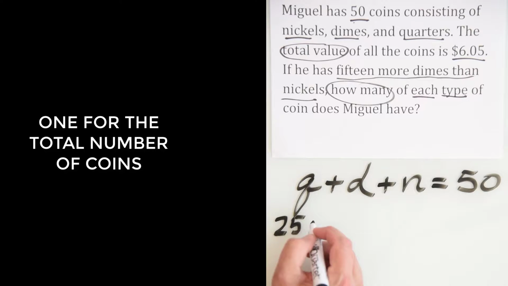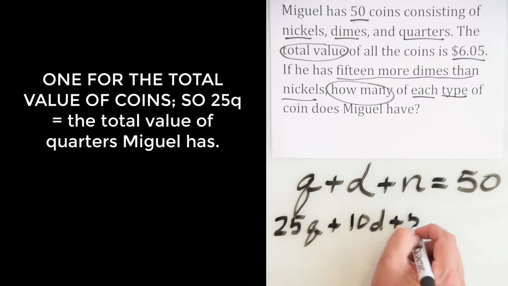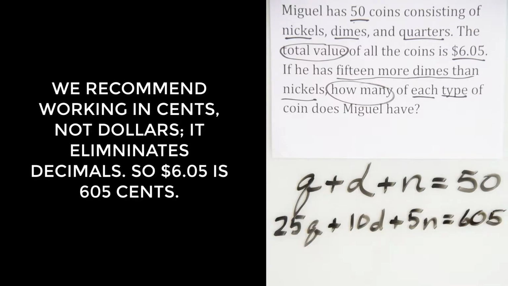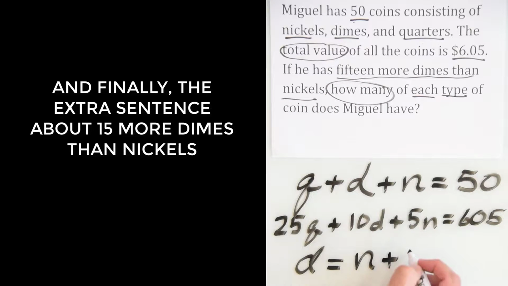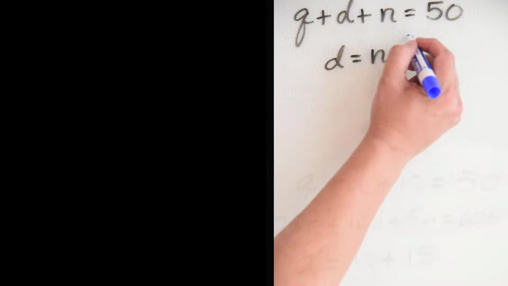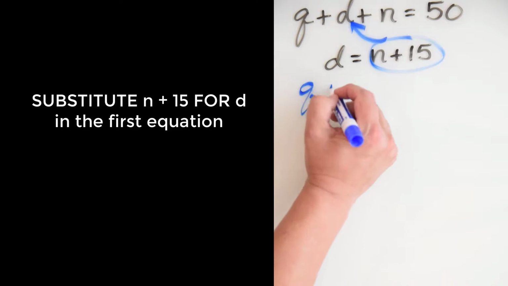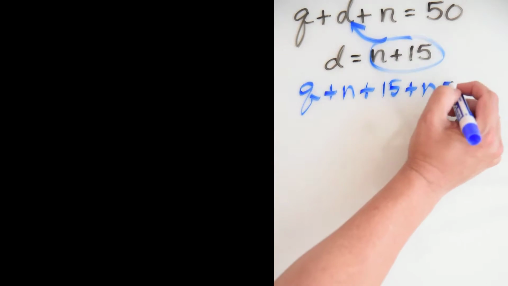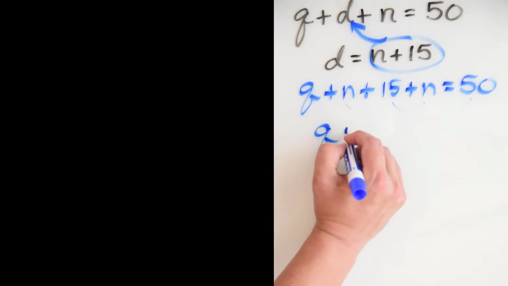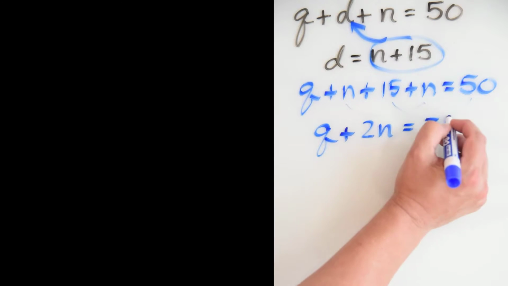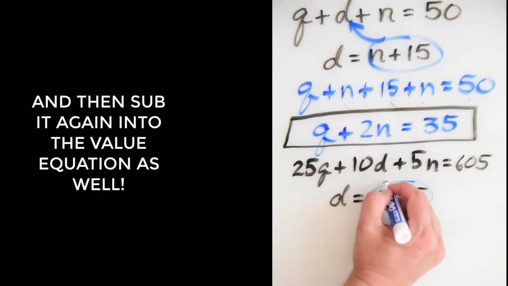Now let's do a value equation. 25 times Q plus 10 times D plus 5 times N, that's the value, and put it in cents, 605 cents instead of $6.05. And then the final equation is N plus 15 equals D. If we sub that N plus 15 in for D in the first equation, look what happens. We simplify, and now we're down to two variables instead of three.